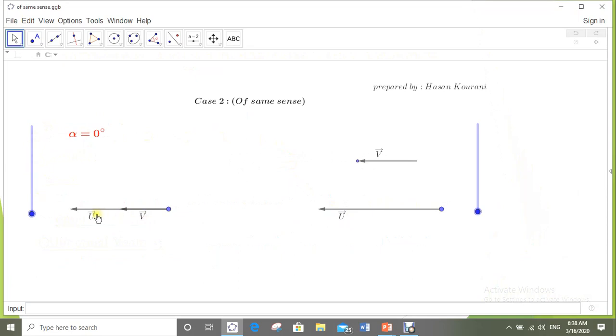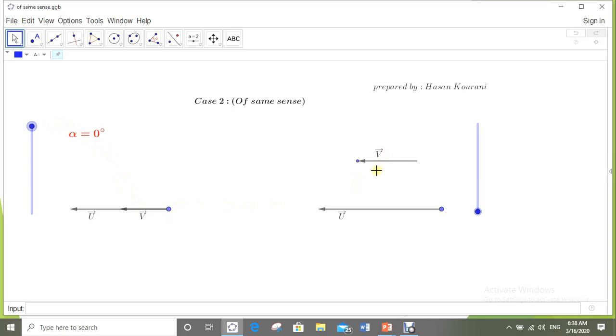As you see, we have u and v placed at the same origin, and they are of the same sense. You can see that the angle between them is 0. Why is it 0? You can see this. I started from 180, and I'm trying to have them with the same sense. At the end, you can see that the geometric angle between them is in fact 0.